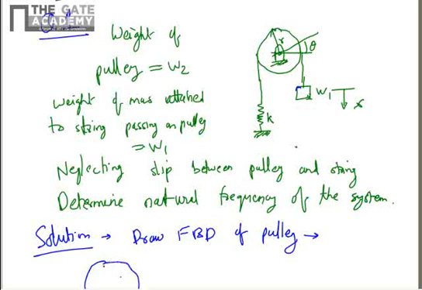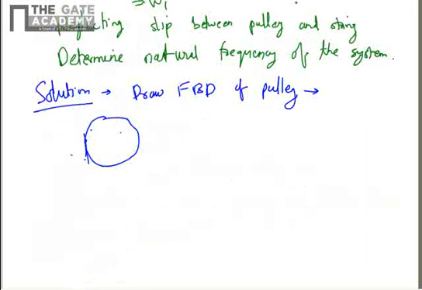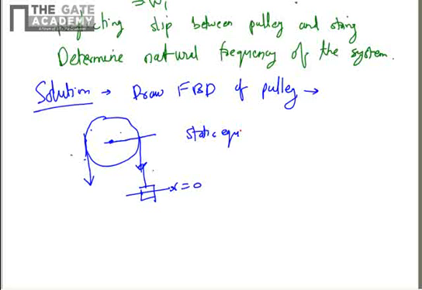So if you see the pulley, there is one force due to the spring stiffness. There is one force due to the weight of the mass, and due to acceleration of the mass there is one force. So we will draw a free body diagram. So let's say the system is at static equilibrium position where the mass is at x is equal to 0. This is the static equilibrium position.